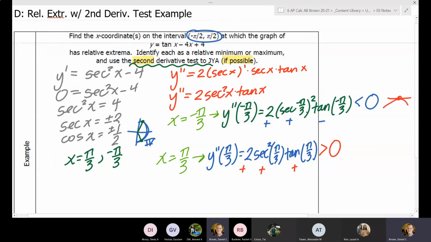So at negative pi over 3, is that going to be a relative minimum or a relative maximum? We know it's a maximum. Same thing for the other one. At pi over 3, that's a horizontal tangent line. That horizontal tangent line, the second derivative is positive. Is it concave up or concave down? Concave up. So if it's bending upwards, that's going to be a relative minimum.